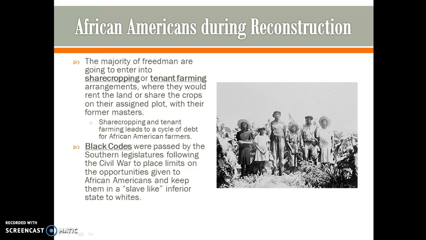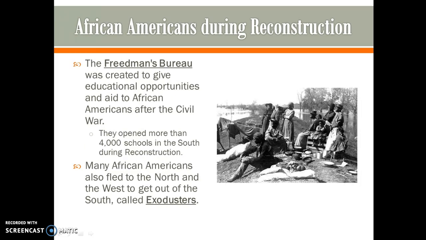In addition to that, black codes were passed by Southern legislatures to place limits on the opportunities that African Americans had. Black codes were very similar to slave codes and kept African Americans in slave-like states, in which they were inferior to whites. The Freedmen's Bureau was created to give educational opportunities and aid to African Americans after the Civil War. They opened more than 4,000 schools in the South during Reconstruction called freedmen's schools.